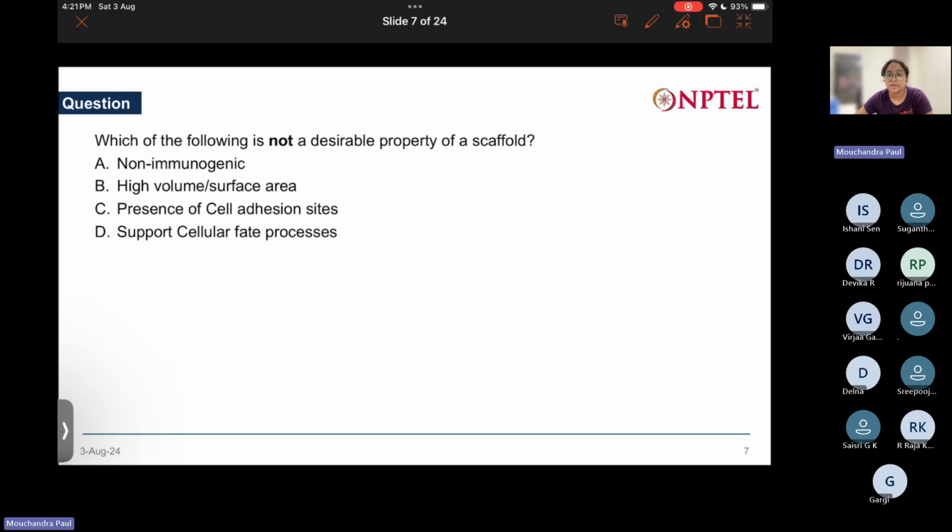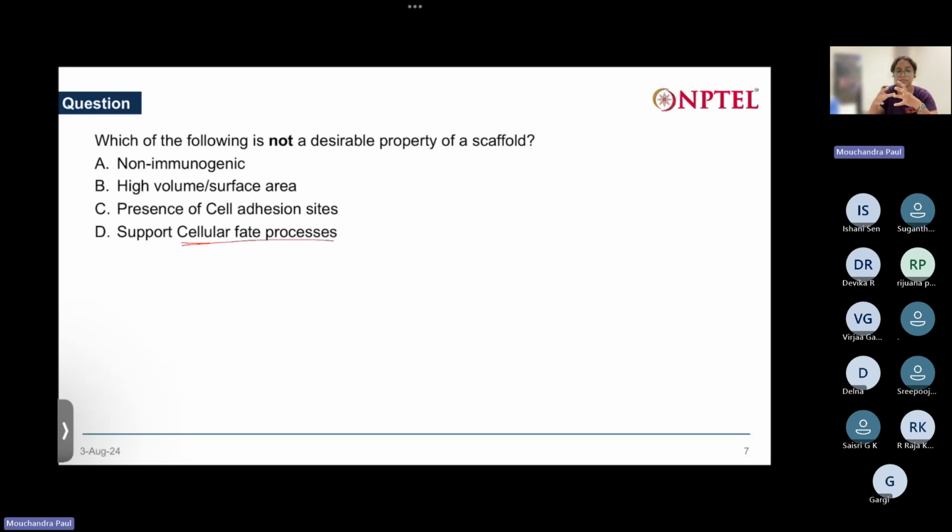Cellular fate processes is a general term collectively used to explain the processes that any cell type usually goes through, like cell adhesion, cell migration, cell apoptosis or cell death (rather, the better term is cell death), then cell proliferation, and cell differentiation.